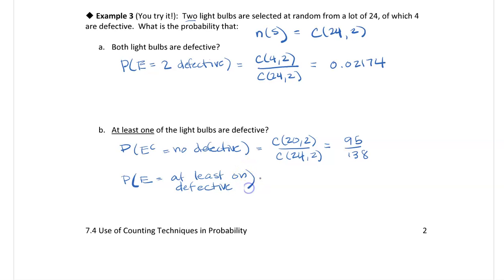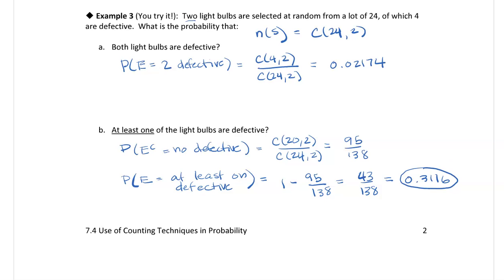Okay, so that is just going to be 1 minus the probability we got above, 95 out of 138, which is 43 out of 138. And as a decimal, I got 0.3116. That's the final answer.